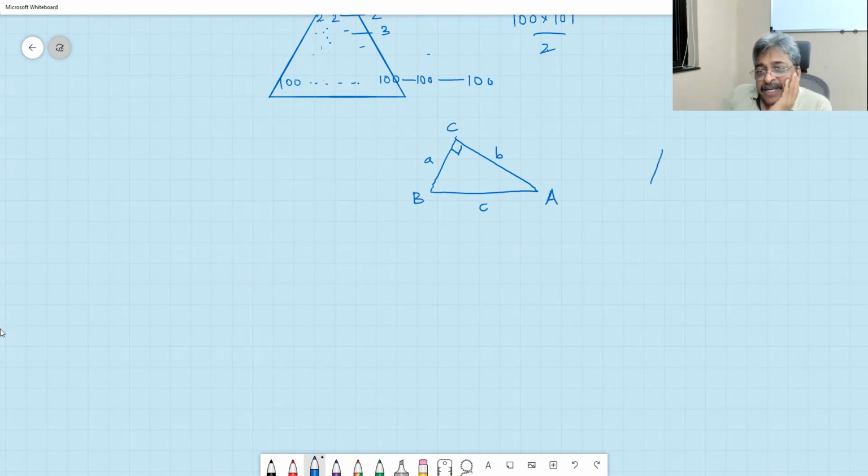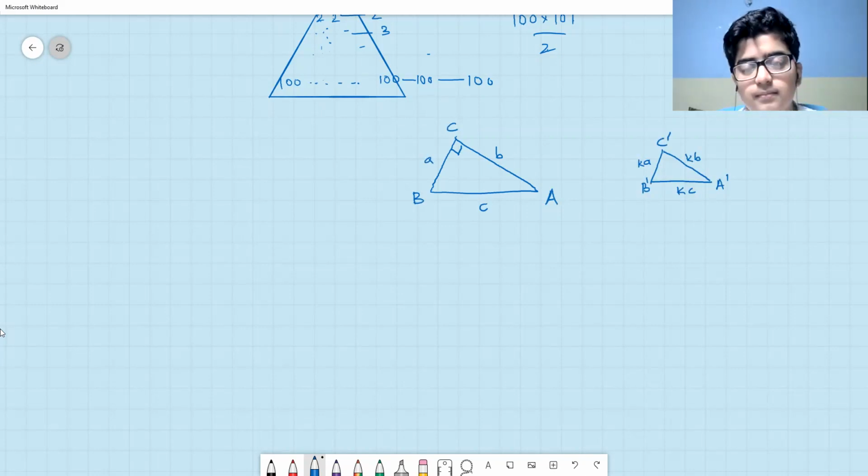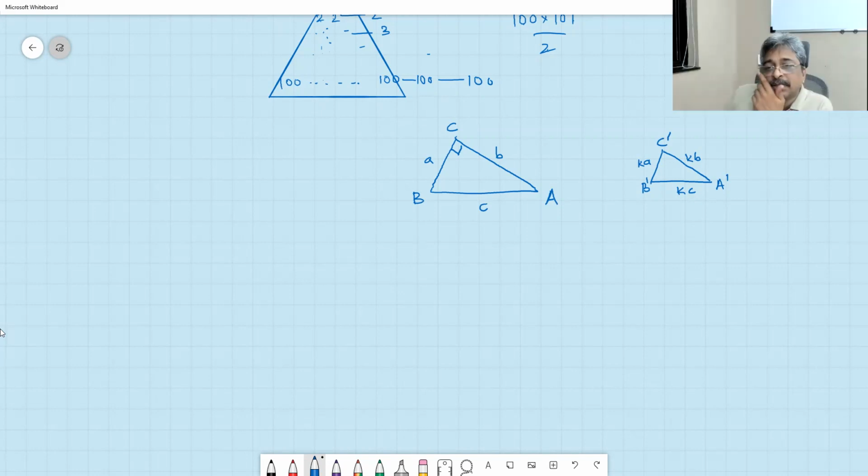Now, any similar triangle that we make, similar to ABC, A dash, B dash, C dash, with this side will be K times C, this side will be K times B, this side will be K times A, where K is the proportionality constant. Do you agree with this? Yes. Very good.